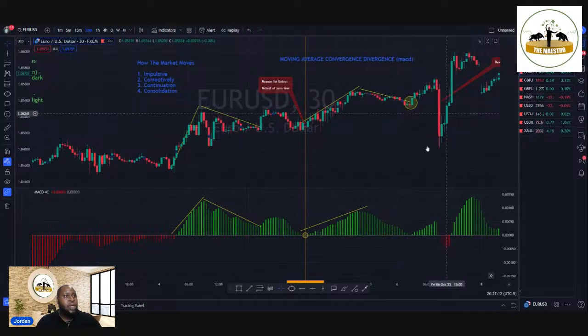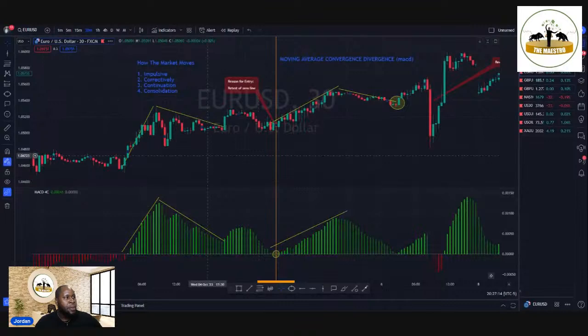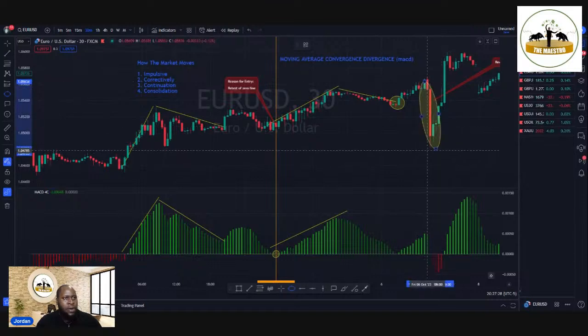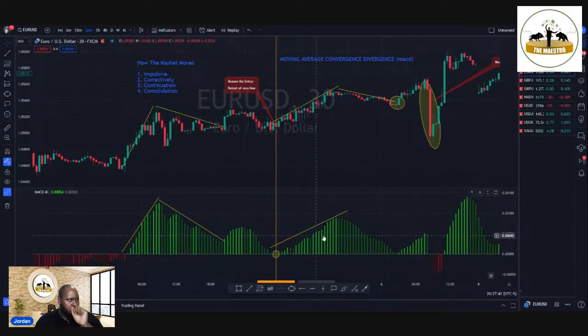So we establish how the market moves: impulsive move, correction, continuation, correction, continuation. What happened over here? What happened right over here? What do we call this? Those who are watching, what do we call this? Is this a continuation? Is this a correction? What is this? Who can give me the answer of what that is?